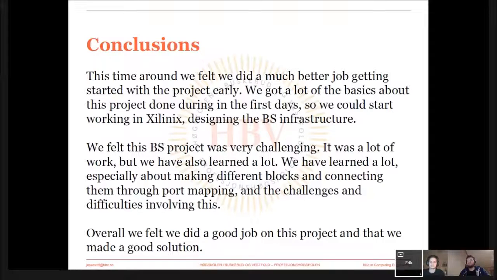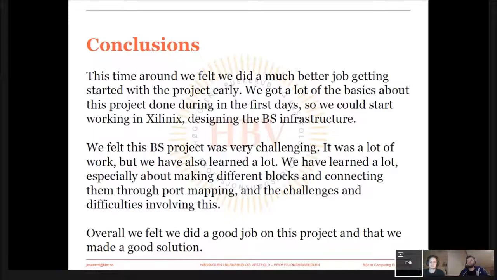This time around, we felt we did a much better job getting started with the project early. We got a lot of the basics about this project done during the first days, so we could start working in Linux and assign the boundary scan infrastructure.